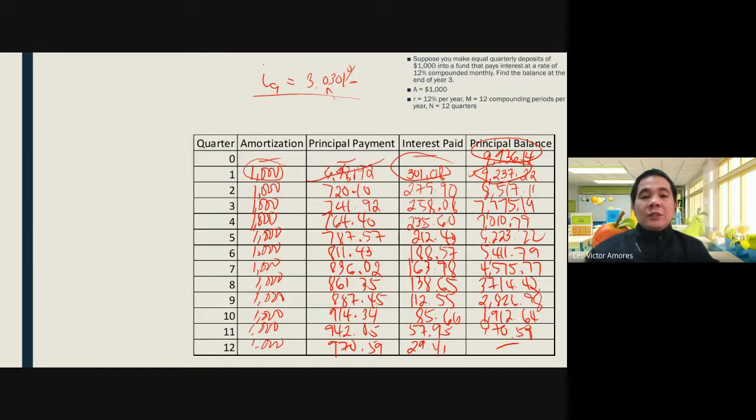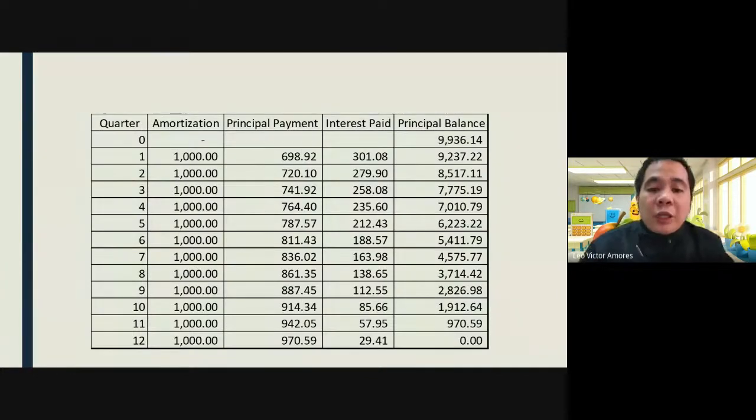So this is the summary of the computation, so that the computation is clearer, based on what I already filed. Any question with regards to the discussion?